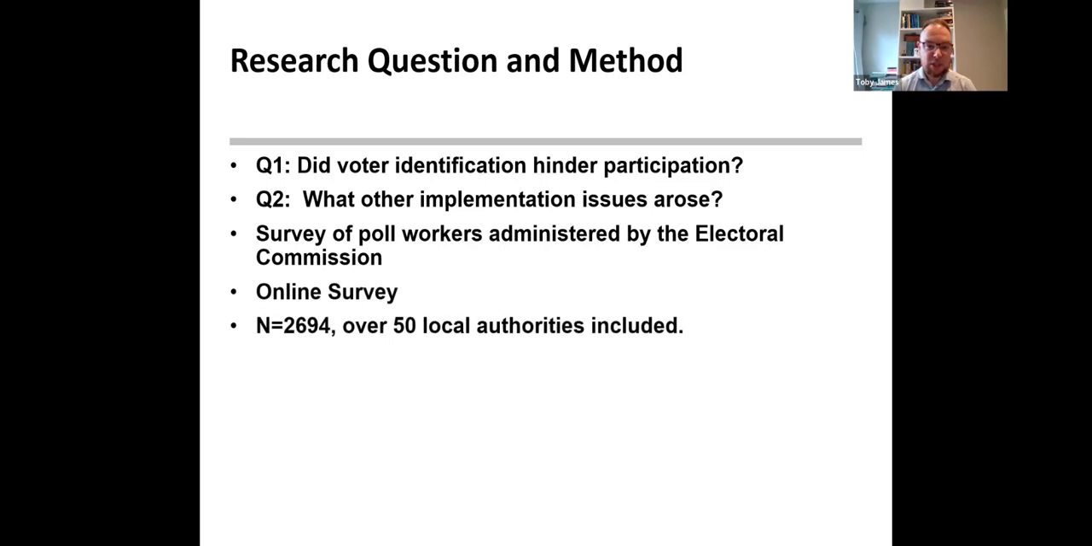So this is an opt-in survey. Overall, we had over 2,500 responses. We're doing data tidy up at the moment because people manually entered their local authority name, but we know that there are at least over 50 local authorities represented in this. And what we're covering here represents the provisional results at the moment. So we're going to be writing this up and we'll make the paper available in full.